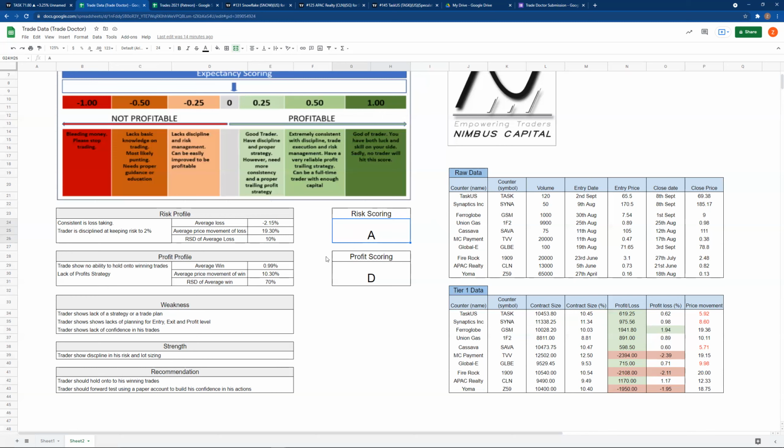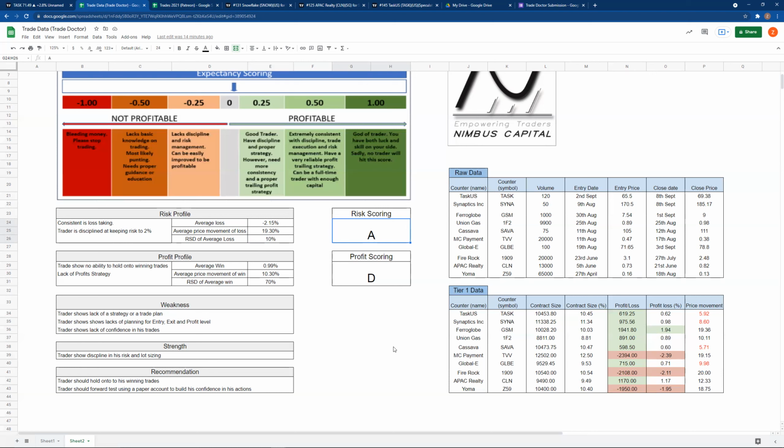So that's why the risk scoring is there. In terms of risk scoring, we are looking at this number, whether 2% or 3%. If it is much lower than 2%, it's also not good. Too low is not good, too high is not good also, but if you are able to keep to 2%, it's all right. And secondly, we are also looking at the relative standard deviation, meaning we don't want this number to be too high. If this number is too high, then you are not taking your loss consistently, you are all over the place. So in both departments, this trader is very, very strong. So that's an A there.